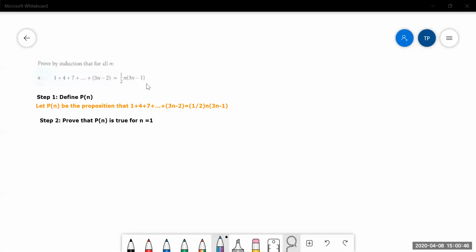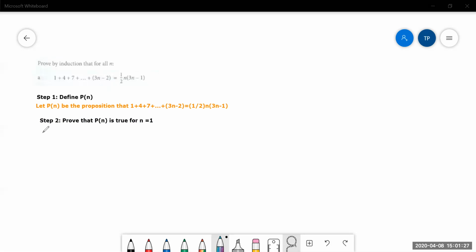Why? Because we can tell that if n is equal to 0, the answer will be wrong already. Imagine when n is equal to 0, what will this give you? Minus 2. And if n is 0, what will the right side give you? Oh wait, it'll be 0. So we know that the first term is not 0. We know that the first term is 1. We have to start from 1. So step 2, we have to prove that Pn is true for n equals 1.